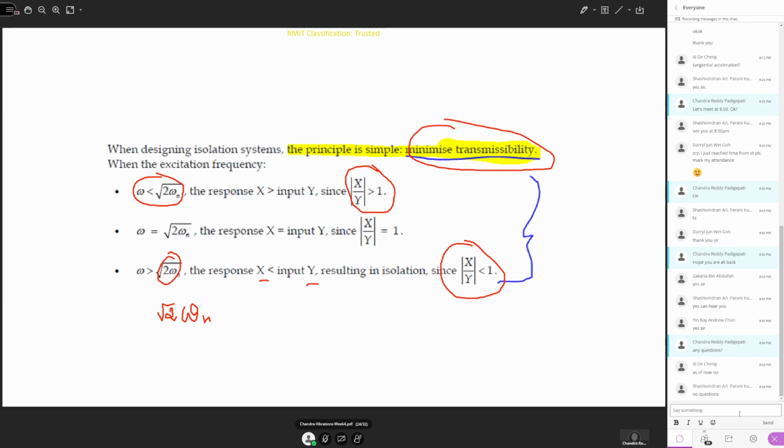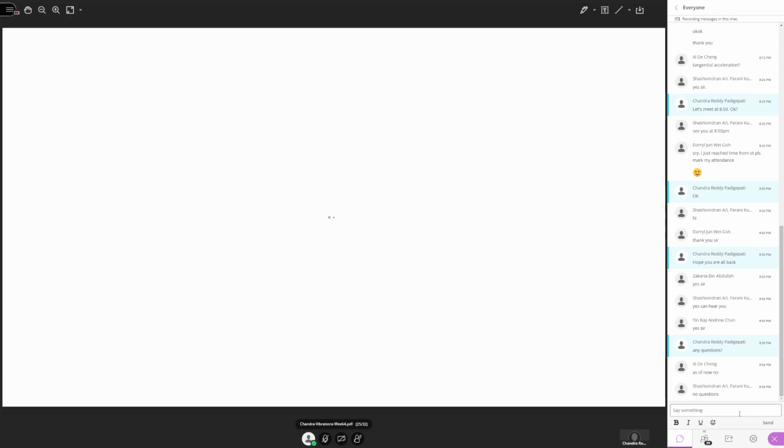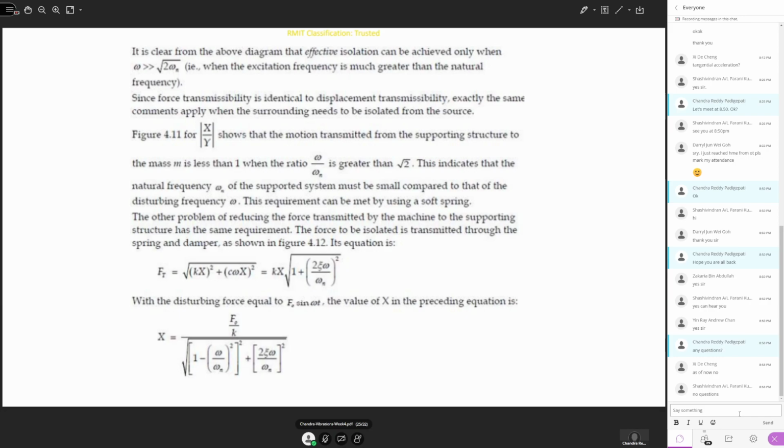So if you want to design a system, you need to make sure that the external frequency is much greater than the natural frequency of the system. Then you will be minimizing the transmissibility. Whether it is force transmissibility or displacement transmissibility, you need to make sure omega is much greater than omega n. The same thing is mentioned here: omega over omega n is greater than square root of 2. So this description is just what we touched upon.